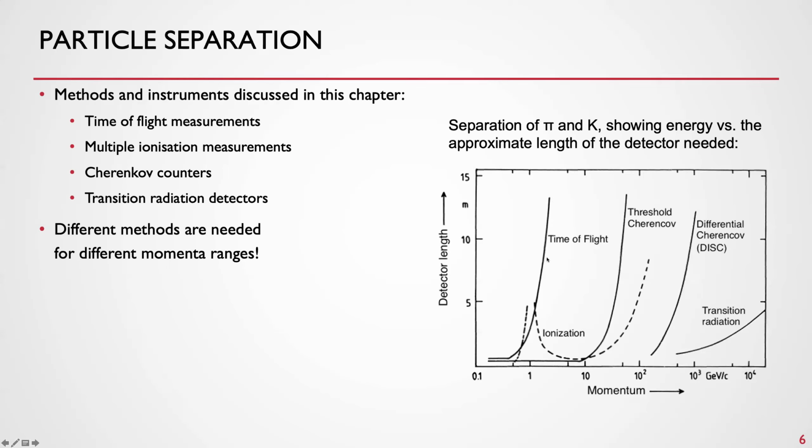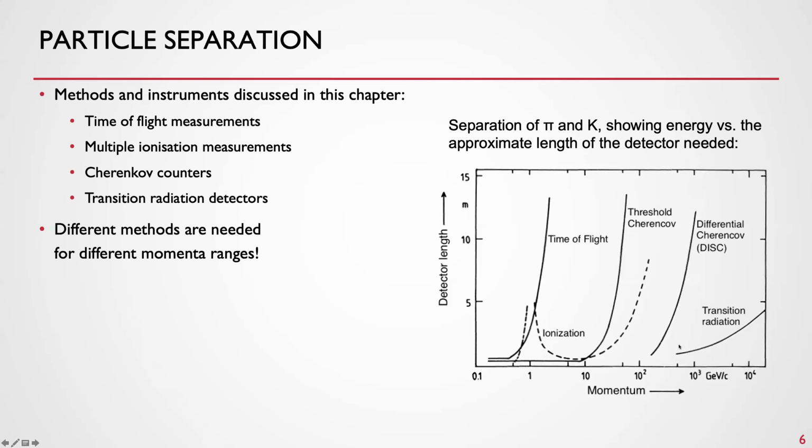That doesn't mean it's totally unfeasible, but the typical detector applications will just not work with size requirements like this. In the 10 GeV regime, threshold Cherenkov counters will work. If the energy is higher, then differential Cherenkov measurements can be done. And for the highest energies, we can use transition radiation.